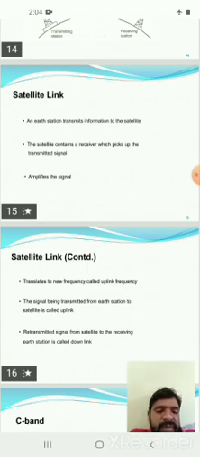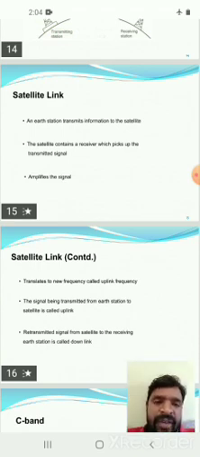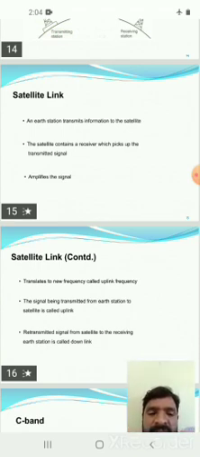The signal transferred from the satellite to the receiving earth station is called the downlink frequency. So here the satellite receives the signal from the earth station, the signals are amplified or processed, and returned to the earth station. Here the earth station receives the signals from the satellite. So the signals are transmitted from the satellite orbit to the earth station. Then these signals are called downlink signals or downlink frequency.